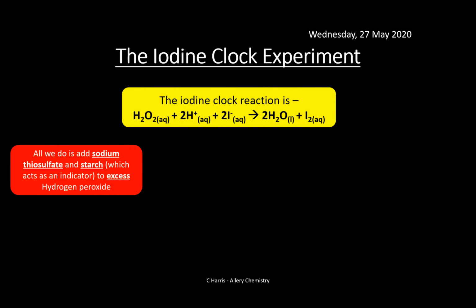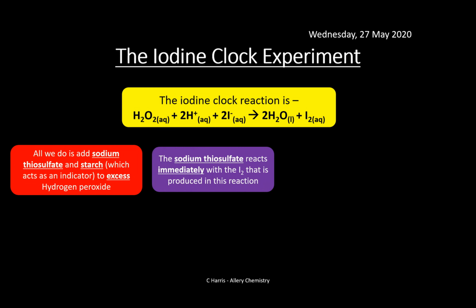All we have to do to get this reaction going is add sodium thiosulfate and starch. Starch acts as an indicator because it reacts with iodine and turns a dark blue-black colour. We add that to excess hydrogen peroxide, as you can see there. The sodium thiosulfate reacts immediately with the iodine that's produced in this reaction here.